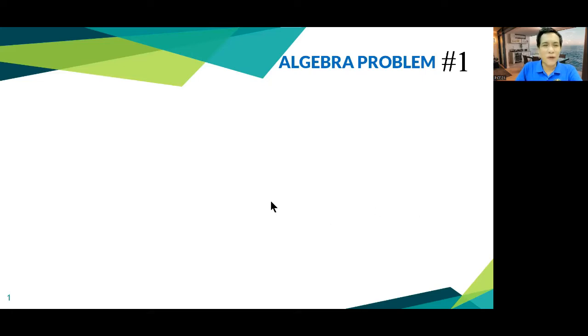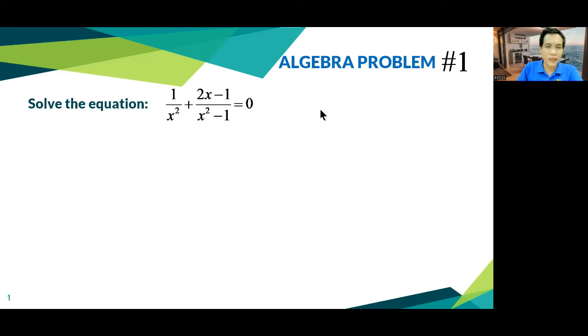Algebra problem number 1. Solve the equation 1 over x squared plus 2x minus 1 all over x squared minus 1 is equal to 0. Meaning, we're going to solve for the values of x that will make this equation true.